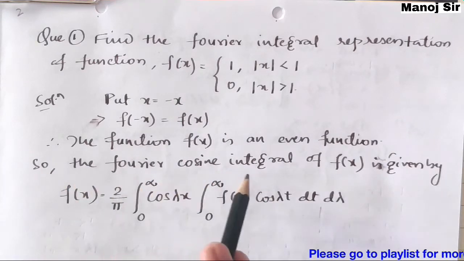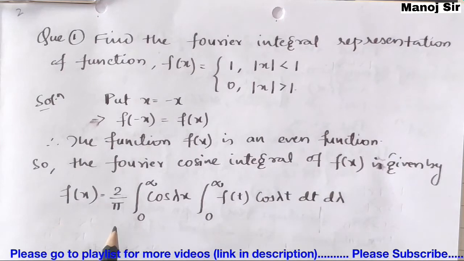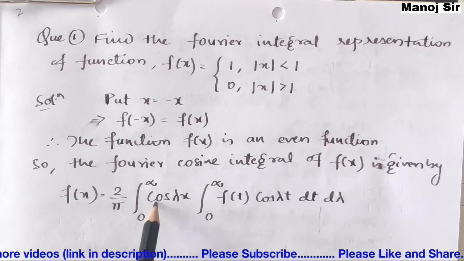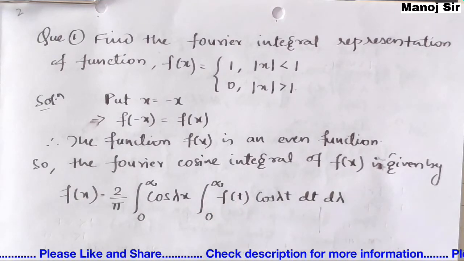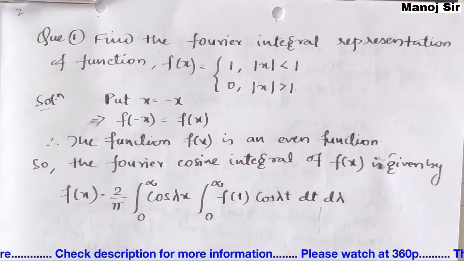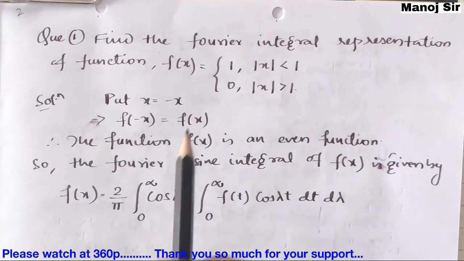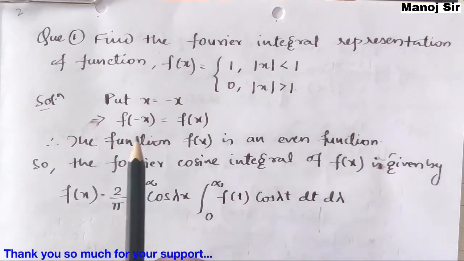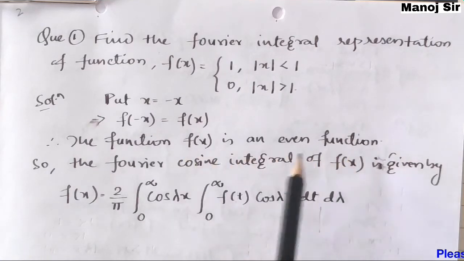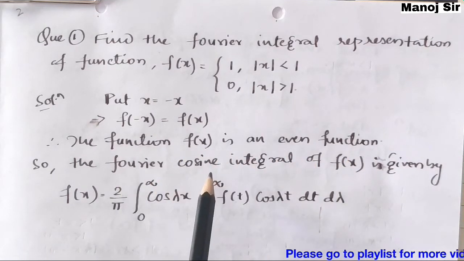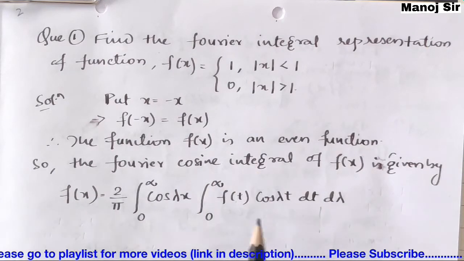So in this problem we are going to use this formula. The Fourier cosine integral of function f of x is given by f of x equals 2 upon pi integration 0 to infinity cos lambda x integration 0 to infinity f of t cos lambda t dt d lambda. Since this function is an even function, we are going to apply the Fourier cosine integral. Okay, this is the formula.